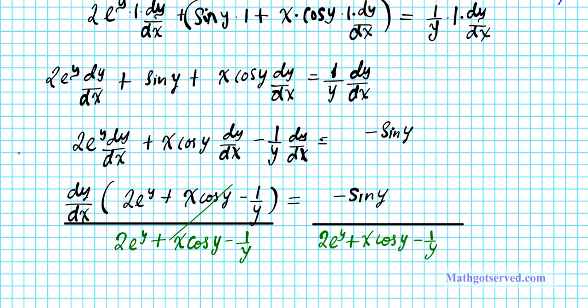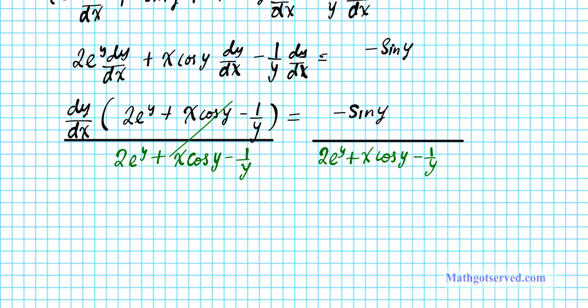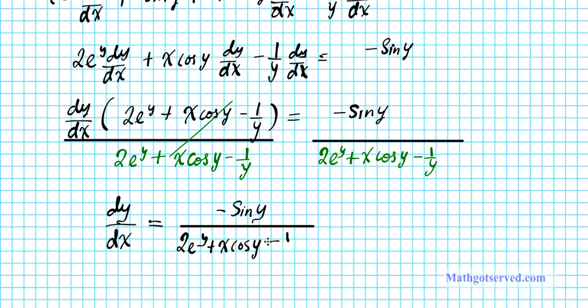Okay, so this divides out. And our final answer, the derivative of that implicit equation, is dy/dx equals negative sin y divided by 2e^y plus x cos y minus 1 over y. All right, so that's your final result.